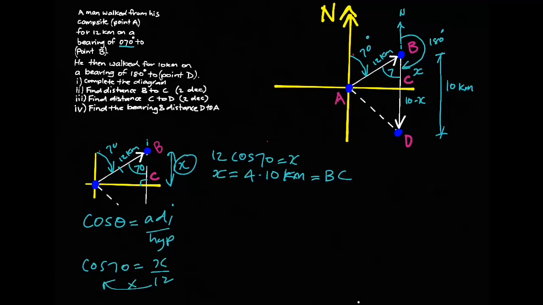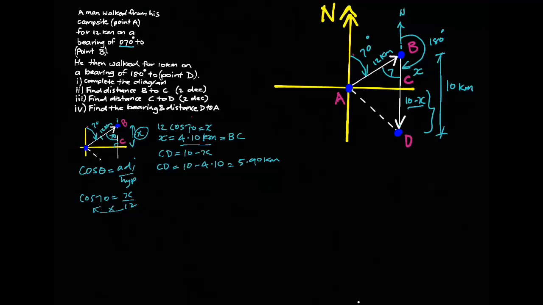Now we go ahead and work out part 3. So we want to work out what CD is. We know it's 10 minus X. So CD equals 10 minus X. And we can sub this value in now. So CD equals 10 minus 4.10. And that equals 5.90 kilometres.